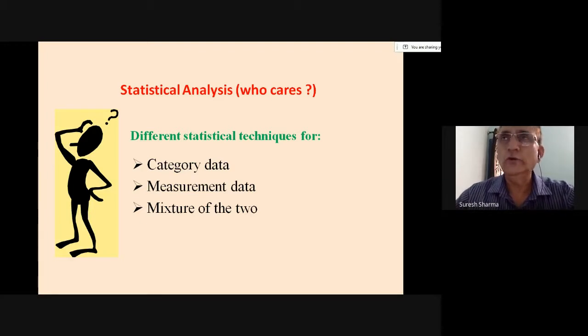Now I cannot use Pearson's correlation coefficient or Spearman's, because one is a categorical variable. Those techniques are not applicable. Then there are different statistical techniques to deal with this, which we will discuss.